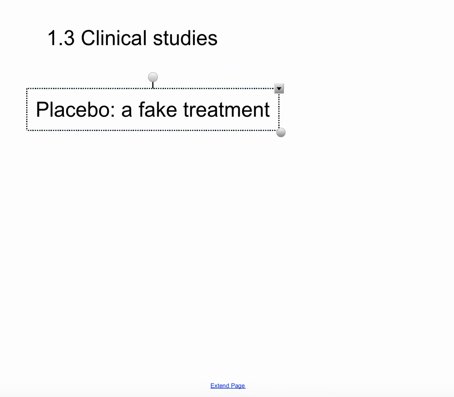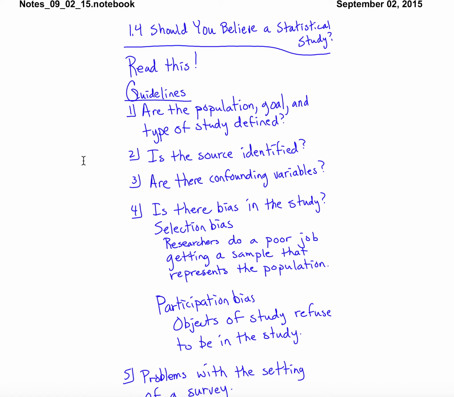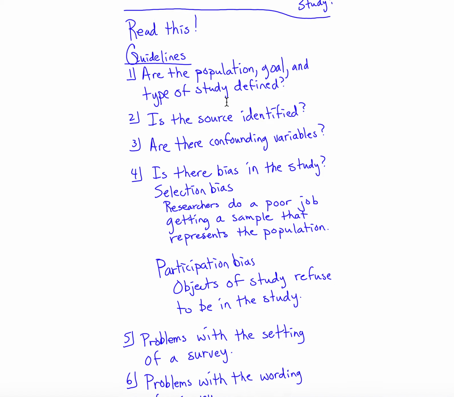And then the last section is also one that I'd like you to read. And this is on should you believe a statistical study? And these are kind of some guidelines to look at. So I would like you to read this section, read and see more about it. It talks about are the population goal and type of study defined? Are the sources identified? Are there any confounding variables, which are in the last section, so please read about that. Is there any bias in the study? Bias could be that somebody whose job is based off of the success of some product, then they might have a lower bias to make sure the product is successful. You can have some other kinds of bias.